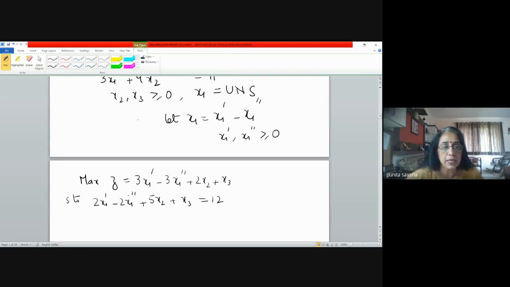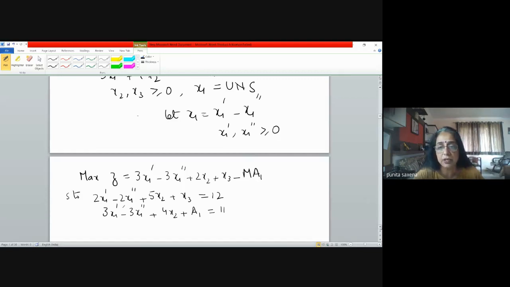Now it was 3x1. So it will now become 3x1 dash minus 3x1 double dash, right? Plus 4x2. Now I need to introduce an artificial variable. So I have a1 here equal to 11. And because I have introduced a1, an artificial variable, we are still following the big M method. So it becomes minus Ma1. That's why we call it the big M method, because we are introducing a big M, as big as you can think of.